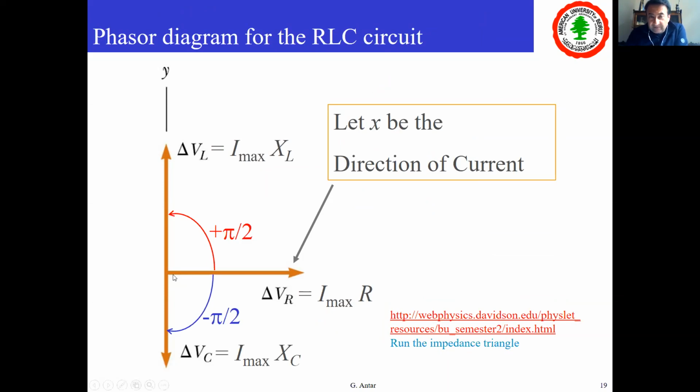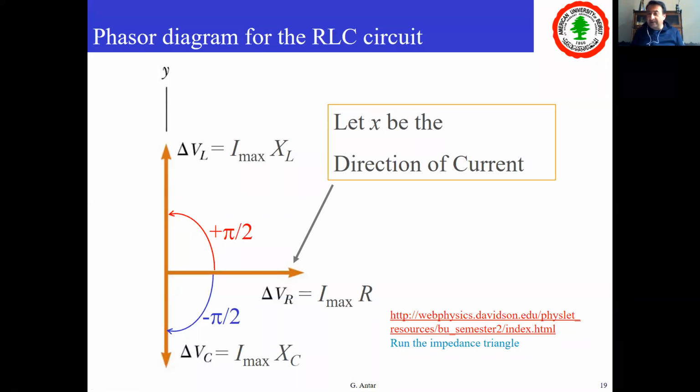So I plot delta VR at t equal to 0 so that I don't have the time, and any result I get is valid for any time. Delta VR gives me 0 phase, so this is my delta VR. Delta VC is minus pi over 2 phase difference, so my delta VC is downward. Delta VL is plus pi over 2 phase difference, so that's going to be in the plus y direction. That's plus pi over 2, that's minus pi over 2.